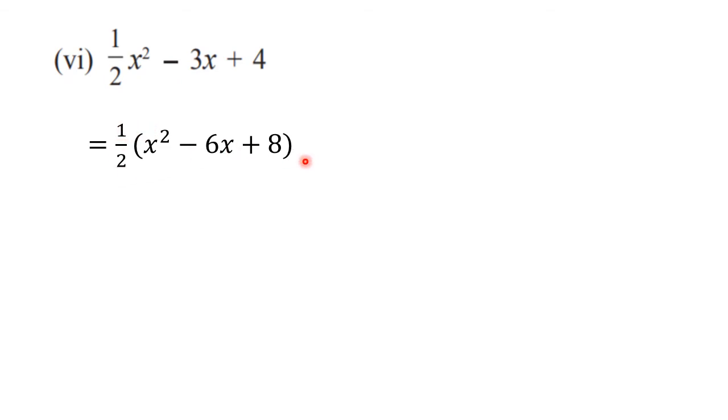Similarly, 1 upon 2 into 8, we are going to get 4. So when you take out common here, then inside these numbers, they will get doubled. So we can write it like this: half inside the bracket x square minus 6x plus 8. Now you will observe that it is the simplest form of the quadratic polynomial, and we can find the factors.